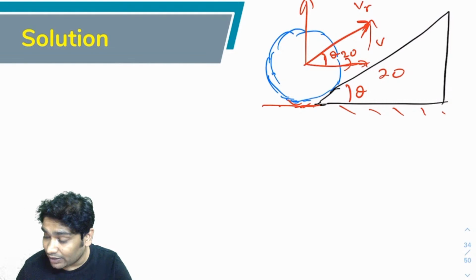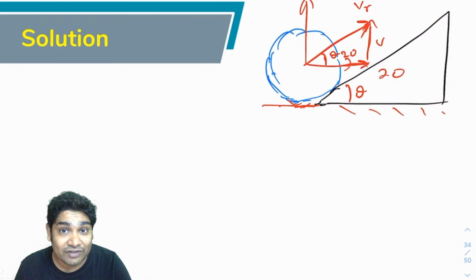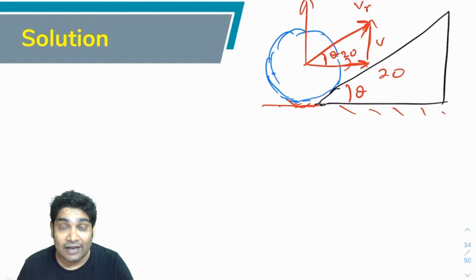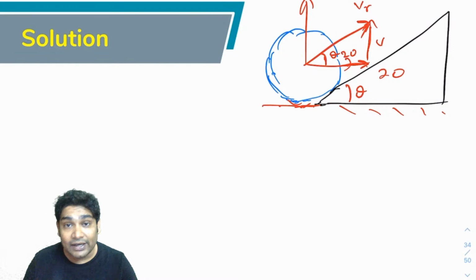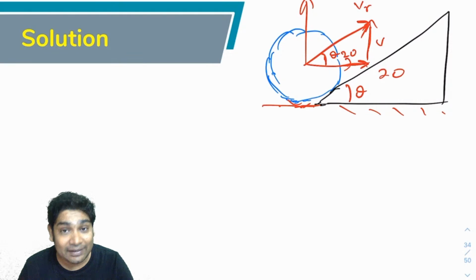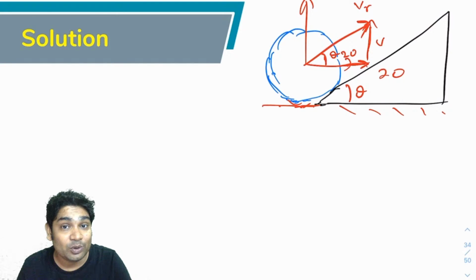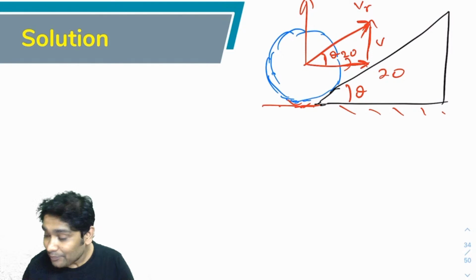Alright, I hope you guys are following this logic, what I'm trying to do. I'm trying to look at the sphere from the reference frame of the wedge. The wedge had a velocity towards the left of 20. So in the reference frame of the wedge, the sphere will have a rightward velocity of 20. The sphere already had its own velocity, which was up. So the velocity of the sphere in the reference frame of the wedge would be a vector sum of these two, and that has to be along the incline. That is what I told you. That is how you calculate your wedge constraints.